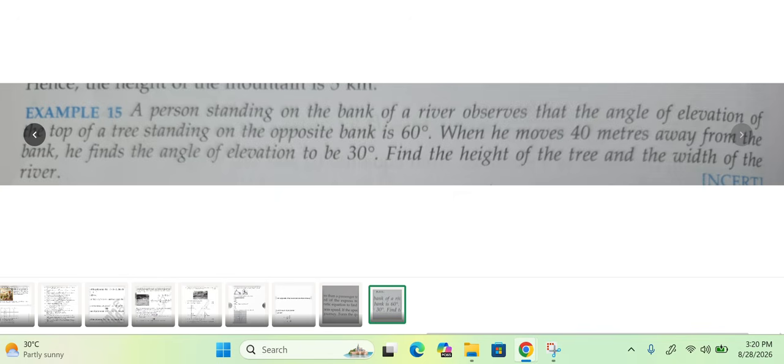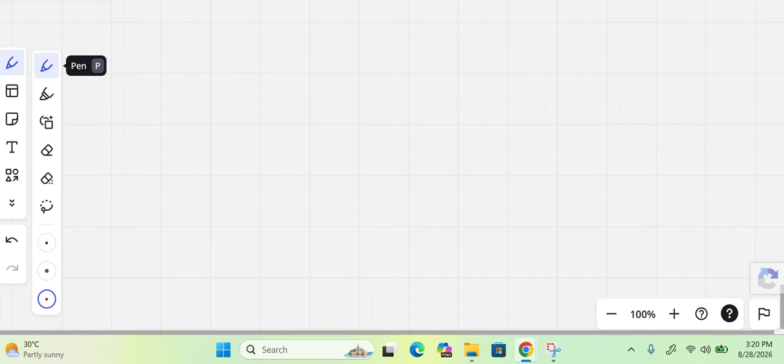The question is, a person standing on the bank of a river. Okay, this is the person AB. He is standing here. Observes that the angle of elevation of the top of a tree standing on the opposite bank is 60. When he moves 40 meters away from the bank, he finds the angle of elevation to be 30.